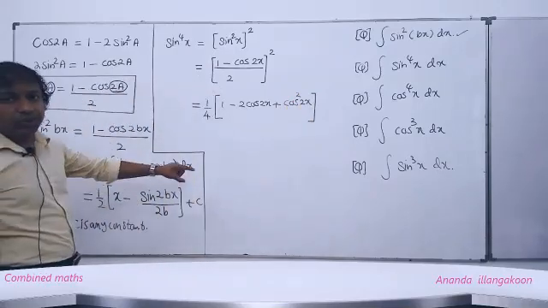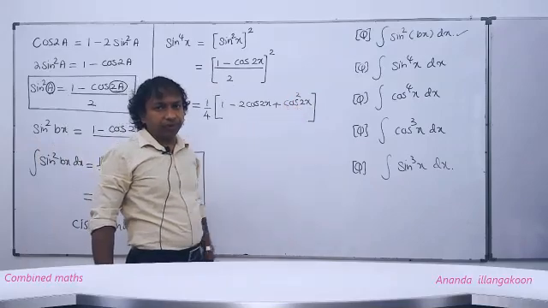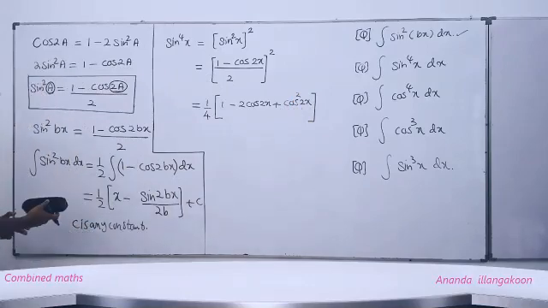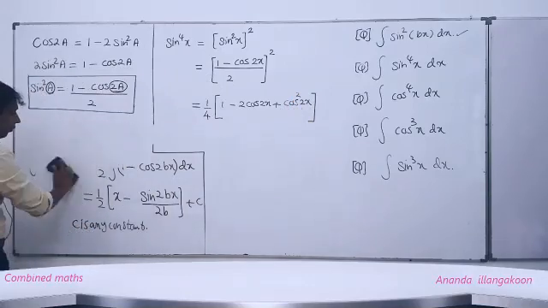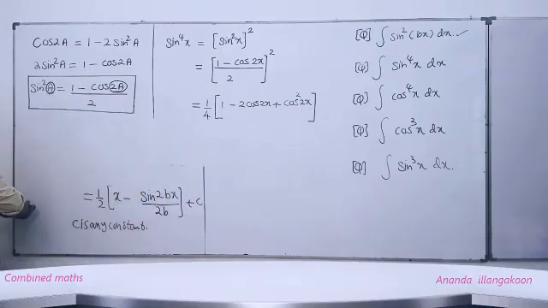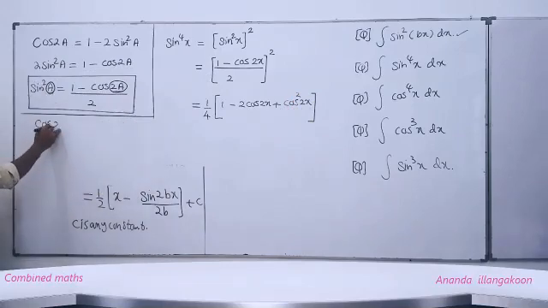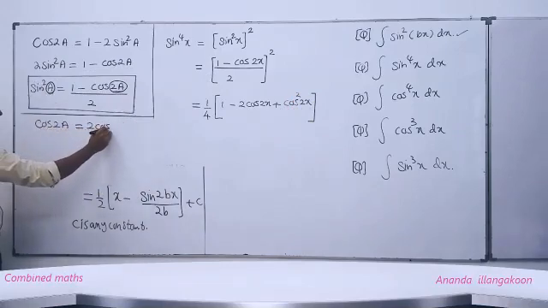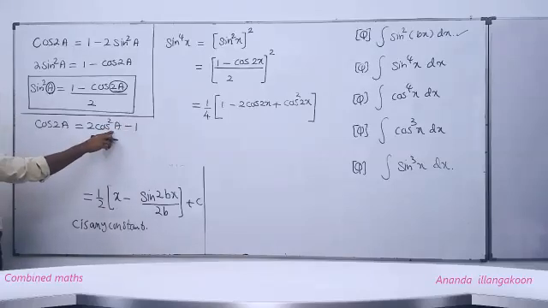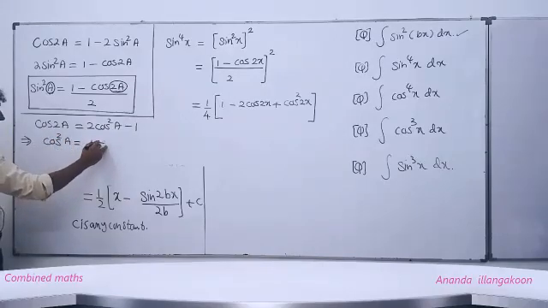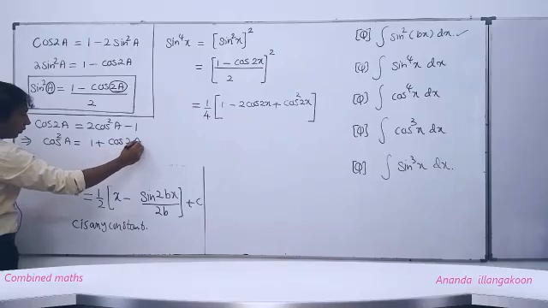Even this cos square 2x, we don't know how to integrate. That cos square 2x, we now write like this. We have another formula for cos 2a. What is that? Cos 2a we can write as 2 cos squared a minus 1. From that, if I make cos squared a the subject, taking this to the other side and dividing by 2, this gives us cos squared a is 1 plus cos 2a divided by 2.